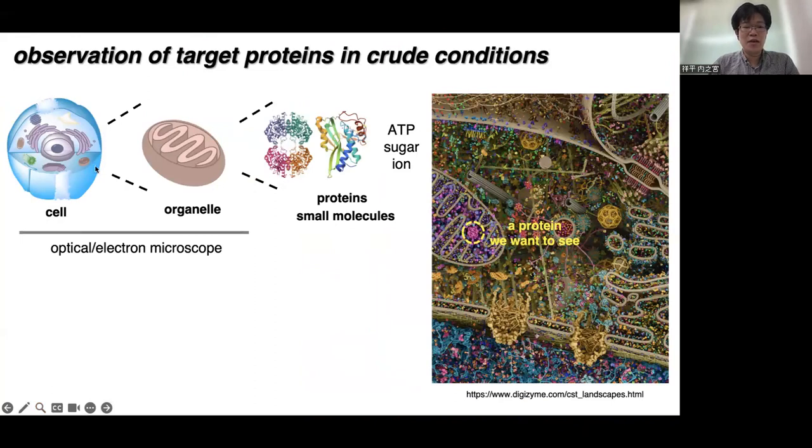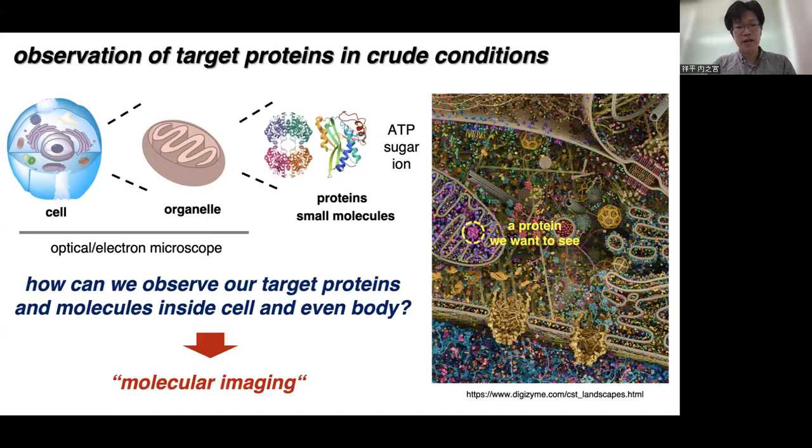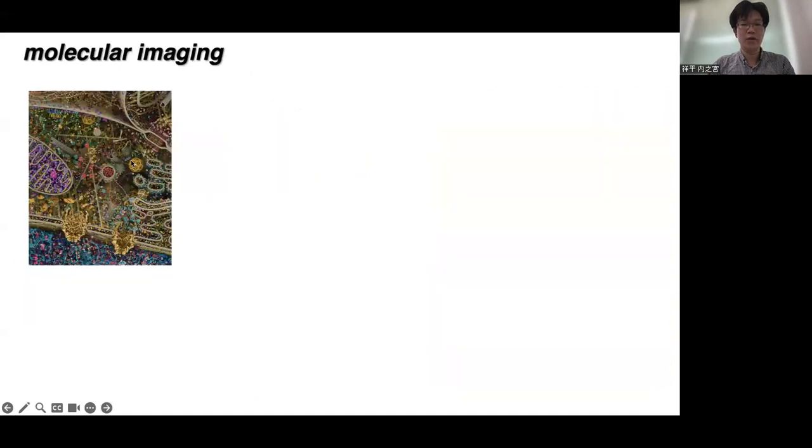Using optical and electron microscopes, we cannot selectively detect this target. So how can we know the function of this protein inside cells and even the body? To overcome this challenge, researchers have developed a method called molecular imaging. Again, we want to detect a target protein or small molecules in intracellular crude conditions.